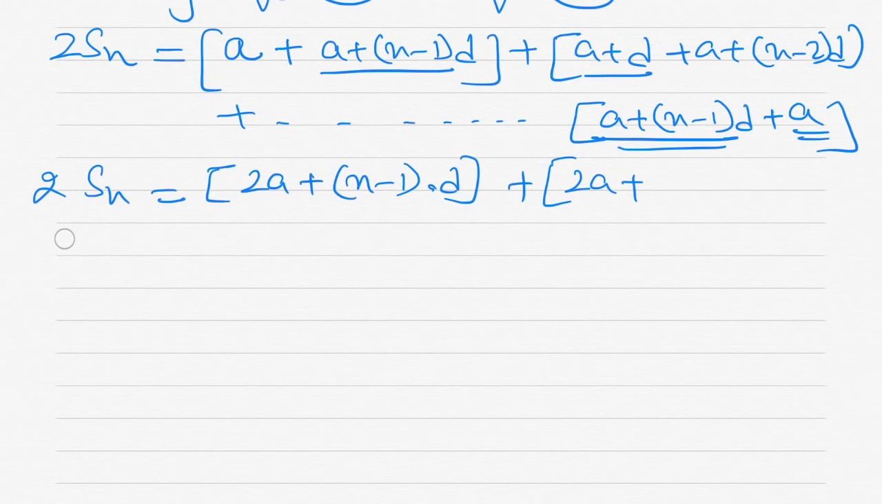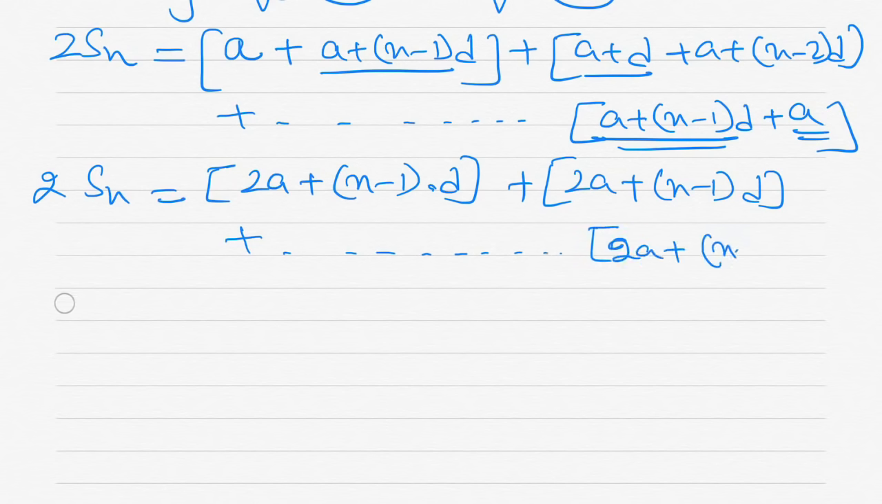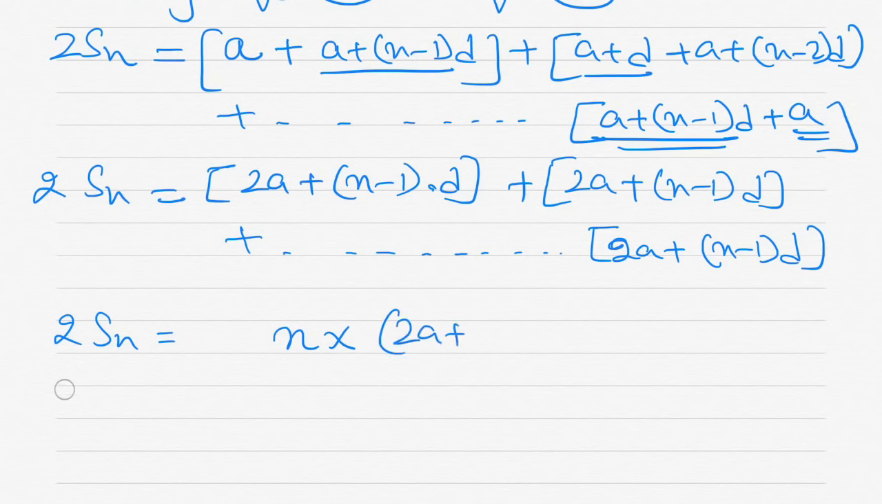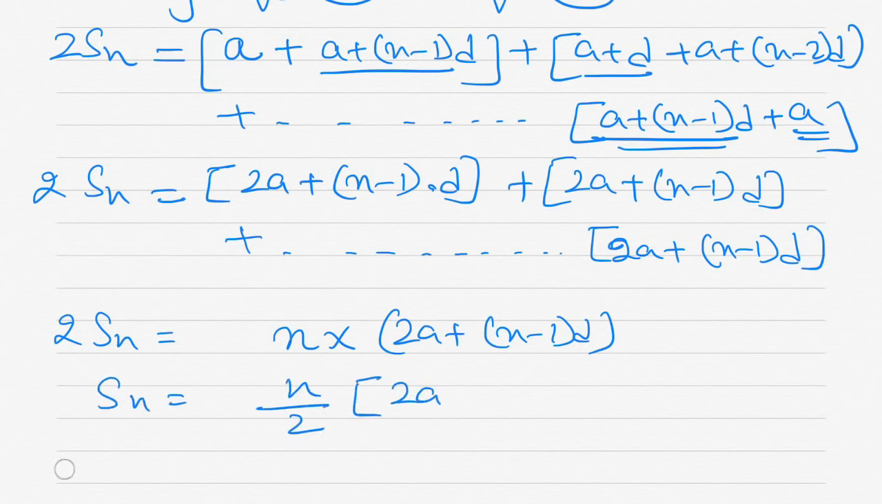plus n minus 2 into d and plus d will give you n minus 1 into d, plus, continuing in the same manner, the last term is again 2a plus n minus 1 into d. So every term is the same, that is 2a plus n minus 1 into d, but how many times? N times. So it is n into 2a plus n minus 1 into d. So Sn is equal to n by 2, 2a plus n minus 1 into d.